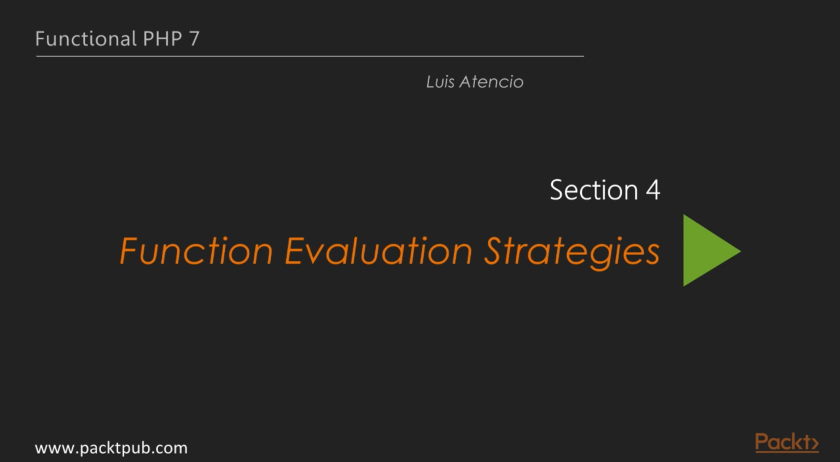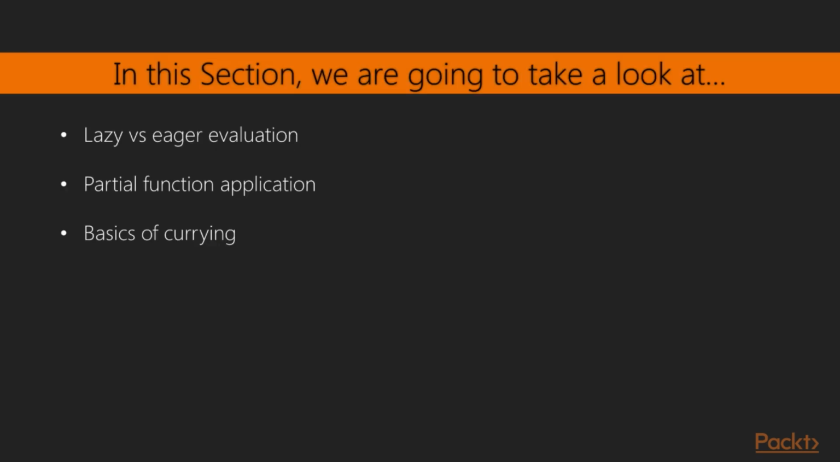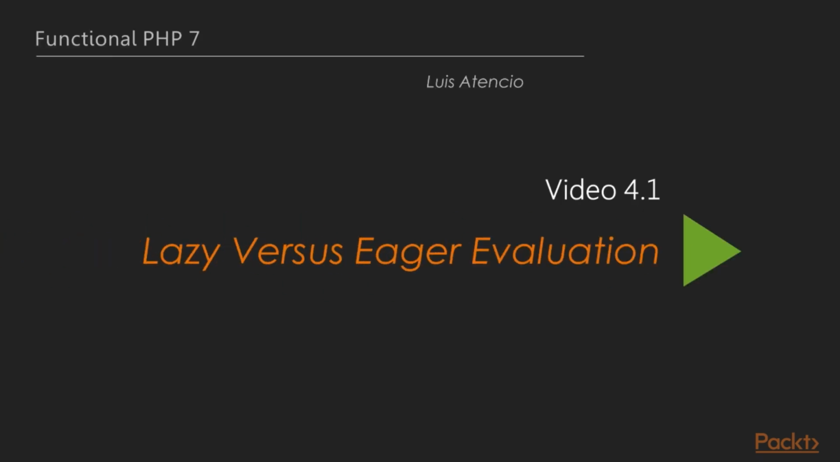Hello everyone, and welcome back to Functional PHP 7. In this section, we're going to be learning about function evaluation strategies. You're going to learn about 3 fundamental techniques, all related to functions. The idea of lazy versus eager evaluation, a technique known as partial function application, that then leads to the basics of function currying. Let's begin with the first video titled Lazy versus Eager Evaluation.